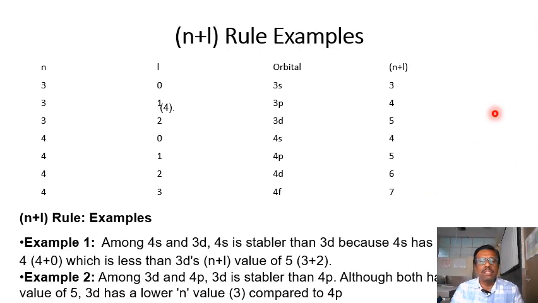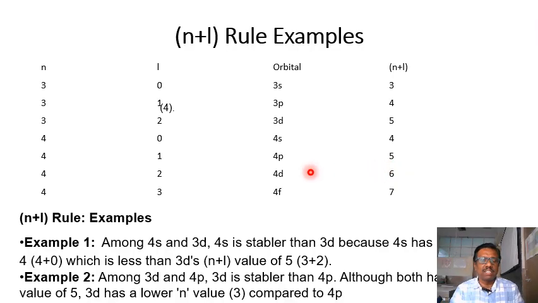For the n plus l rule, some examples are present here. If n is equal to 3, l is 0, then it will be the 3s orbital, and the n plus l value is 3, because 3 plus 0 is 3. If n is equal to 3 and l is equal to 1, it will be 3p, and the n plus l value is 4. Similarly, for all other orbitals, it is calculated. These are the n plus l values of the different orbitals present here.